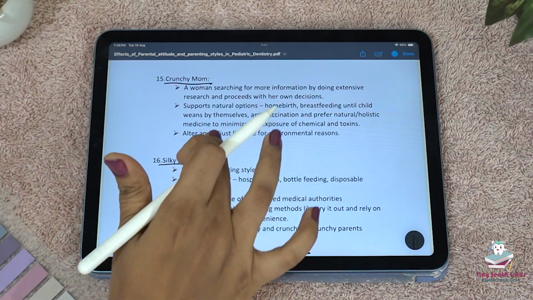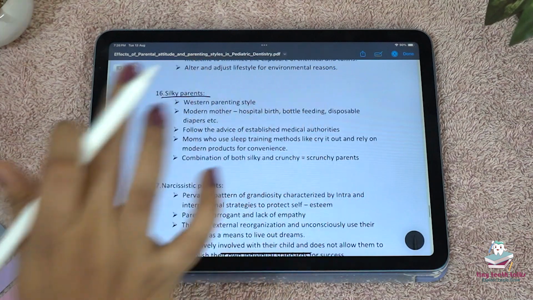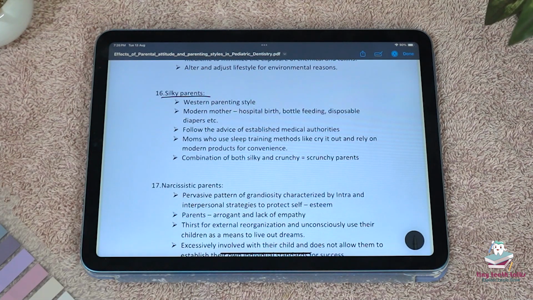Silky parents. It is a Western parenting style which is the reverse of the crunchy mom style. They support hospital birth, bottle feeding, disposable diapers, etc. Follow the advice of established medical authorities. Moms who use sleep training methods like cry it out and rely on modern products for convenience. There is also a combination of both silky and crunchy parents.